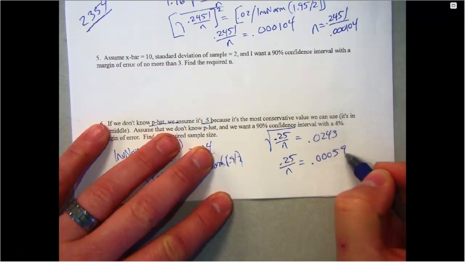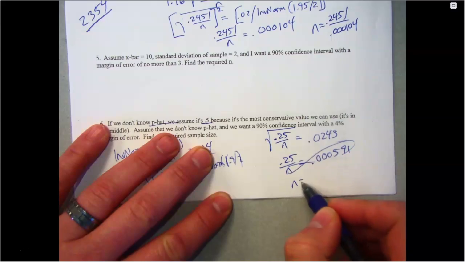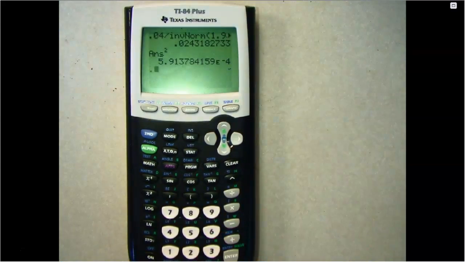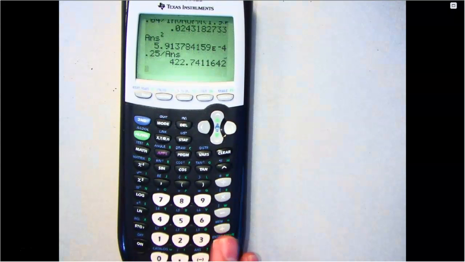Then I would square both sides. I'm writing this down, but really I'm just doing the whole thing with my calculator. And then I'm gonna flip flop these two. So on my calculator I end up just doing 0.25 divided by answer. So I get 422.7, which means how many people do I need to ask? 423.